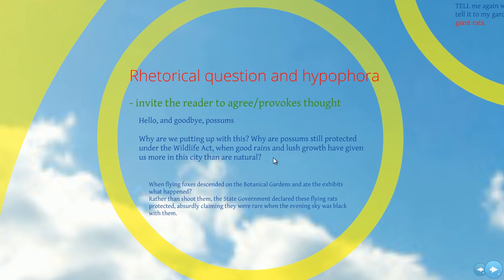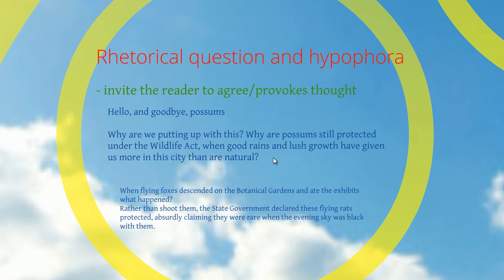So, rhetorical question, hypophora. A rhetorical question invites the reader to agree or provokes them to take a position and think about the issue. So it's often used at the beginning and the end of pieces. If you look at the example from the Hello and Goodbye Possums, there are a couple of rhetorical questions there. Hypophora is very similar, but if you look at the second example, again from the Possums article, it actually answers the question, so it seems more conclusive, like there's no way out of the writer's argument. They ask a question, then they give a very solid, convincing answer. Okay.